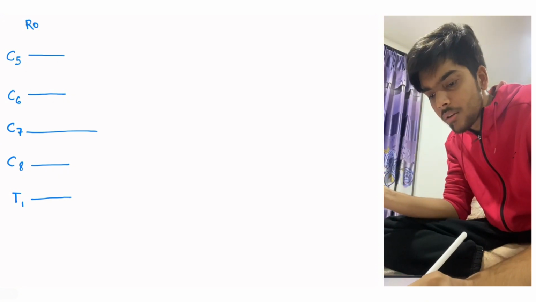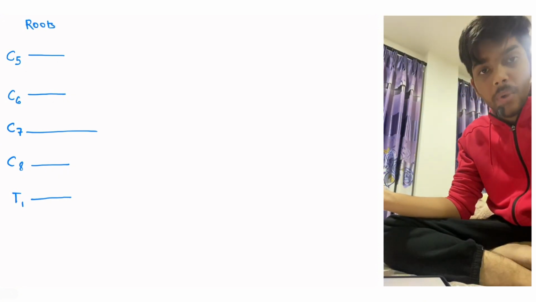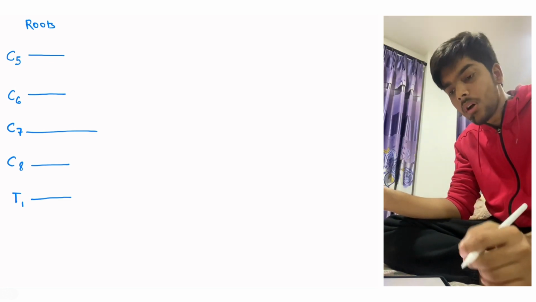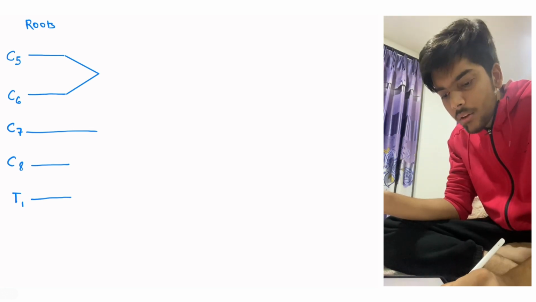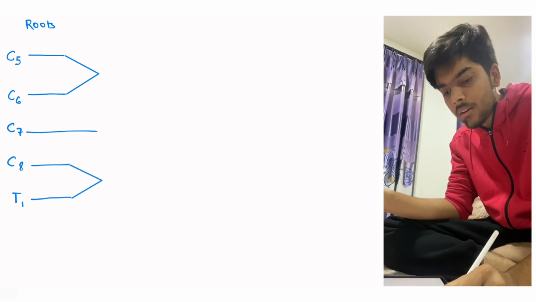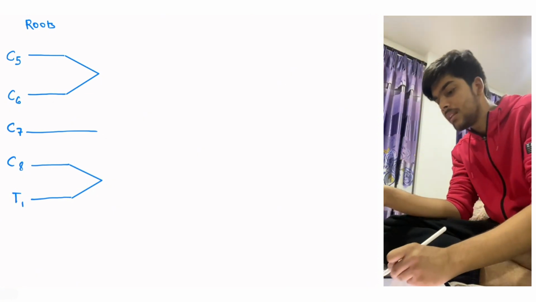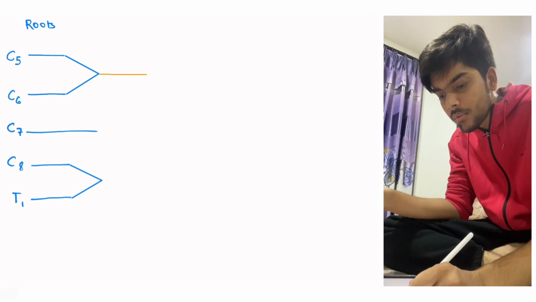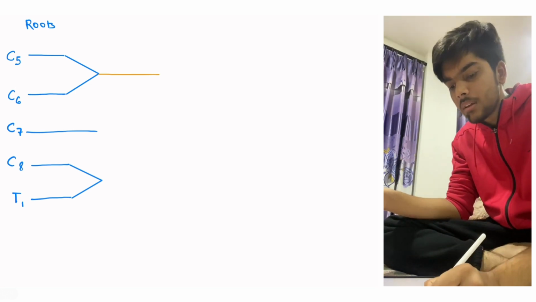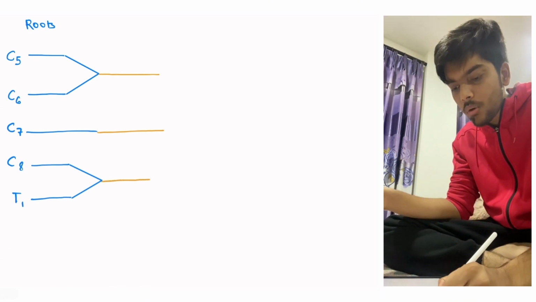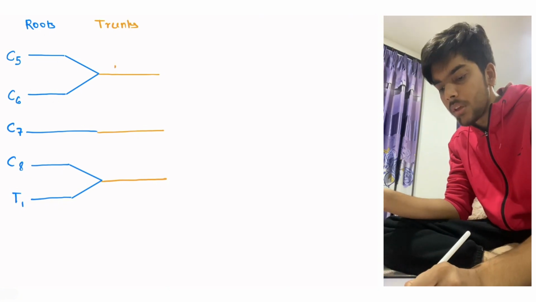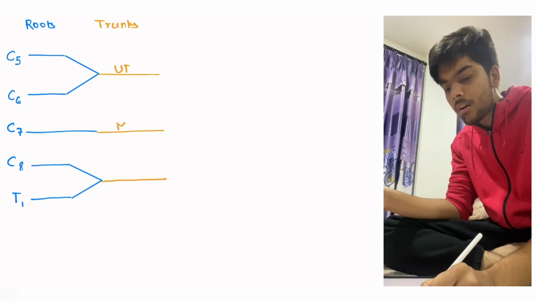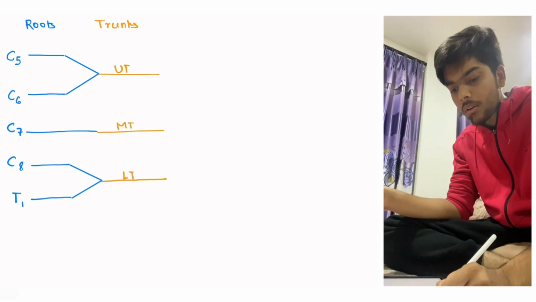So these are the roots, which is basically the primary rami. The roots of C5 and C6 fuse, and the roots of C8 and T1 fuse as well. And then they give trunks. This is the upper trunk. The C7 root extends to form the middle trunk, and then this is the lower trunk. These are trunks. So we have the upper trunk, middle trunk, and lower trunk.